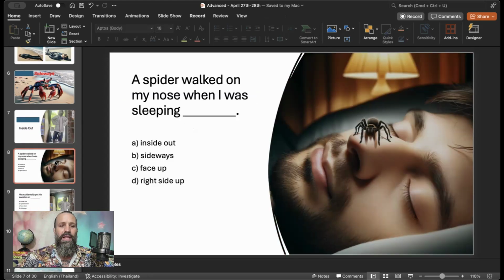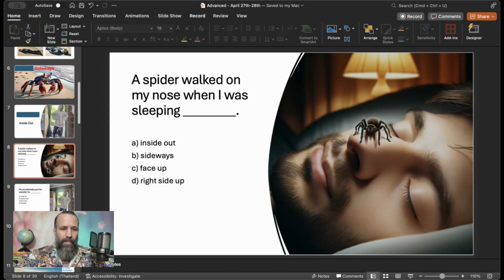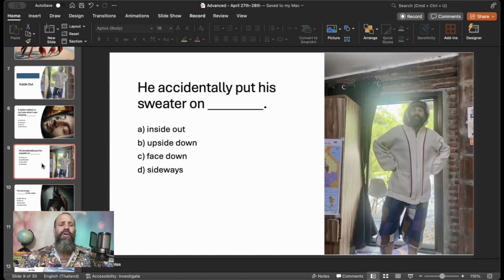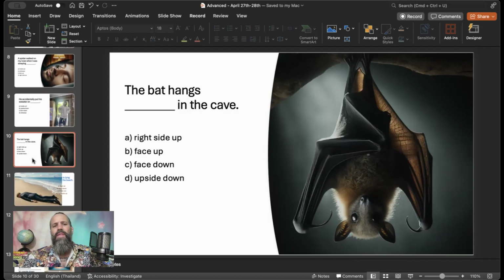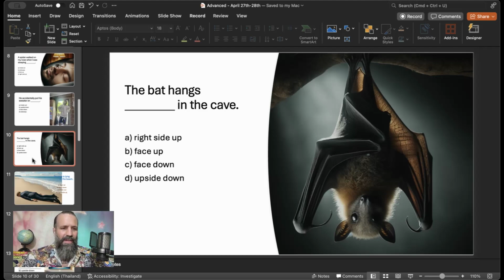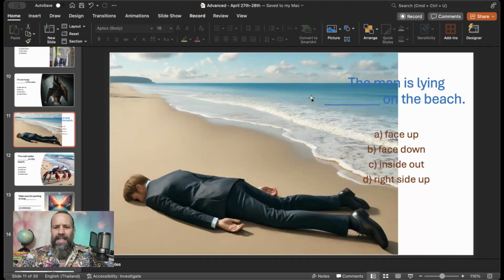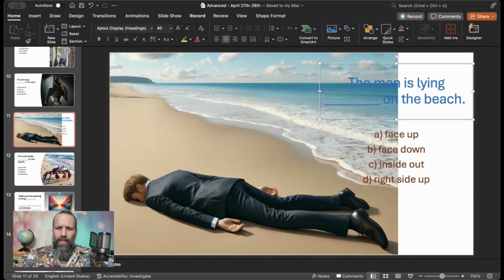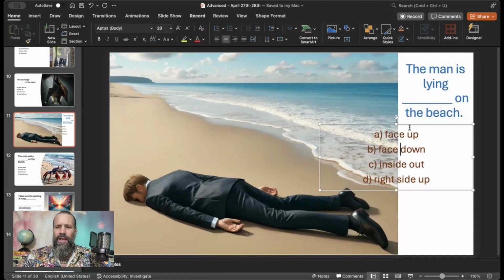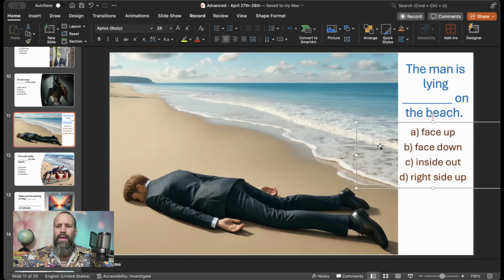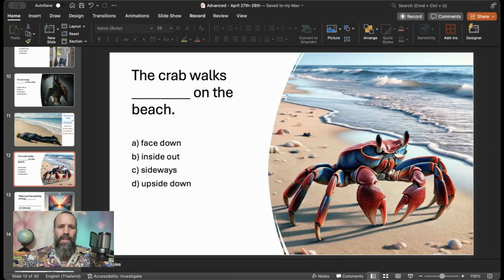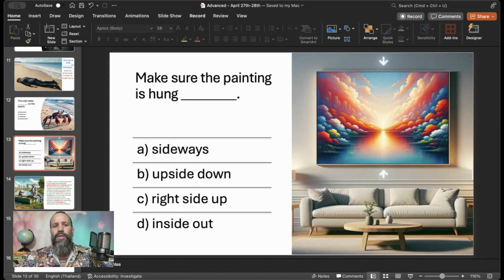So let's just go real quickly. Let's make sure we know these. A spider walked on my nose when I was sleeping, face up. He accidentally put his sweater on, inside out. The bat hangs upside down in the cave. The man is lying face down on the beach. The crab walks sideways on the beach. Make sure the painting is hung right side up. All right? Easy stuff right there.